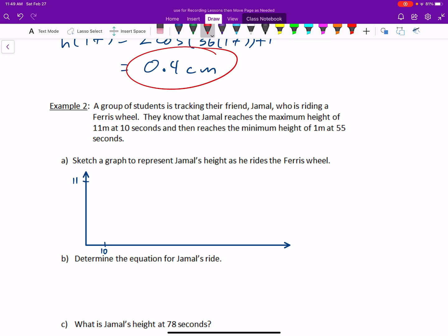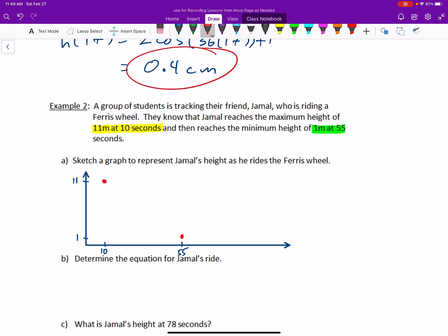So we know that he is at this height. Oh, here's an ordered pair. Let's put it that way. So 11 meters at 10 seconds. Then we have this other ordered pair, 1 meter at 55 seconds. We know that's the minimum. So if 1 meter will be that high, 55 seconds, just judging with a scale I've estimated, would be about here. We've got another point here. That's the minimum. That's enough to know what's going on.